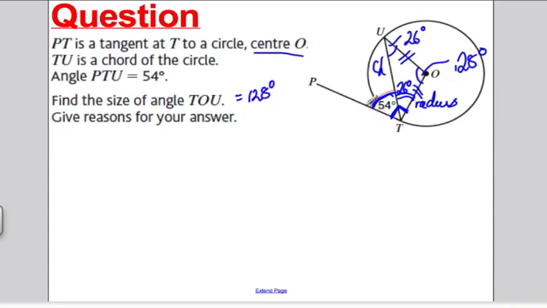The reasons, I would say: tangent meeting a radius meet at 90, therefore angle UTO is 26, but this triangle here is isosceles, so the angle at U is 26, therefore the angle O is 180 minus 26 minus 26.